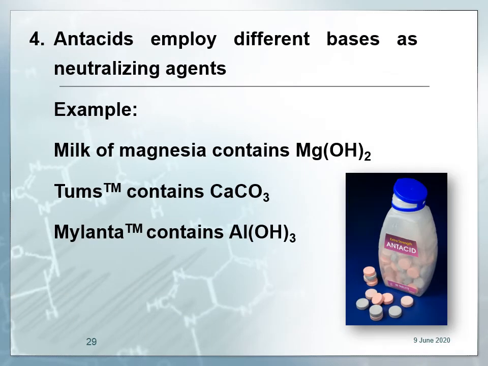Antacids employ different bases as neutralizing agents. For example, milk of magnesia contains magnesium hydroxide. Tums contains calcium carbonate. Mylanta contains aluminium hydroxide. They all have the same effect of neutralizing stomach acid and relieving heartburn.